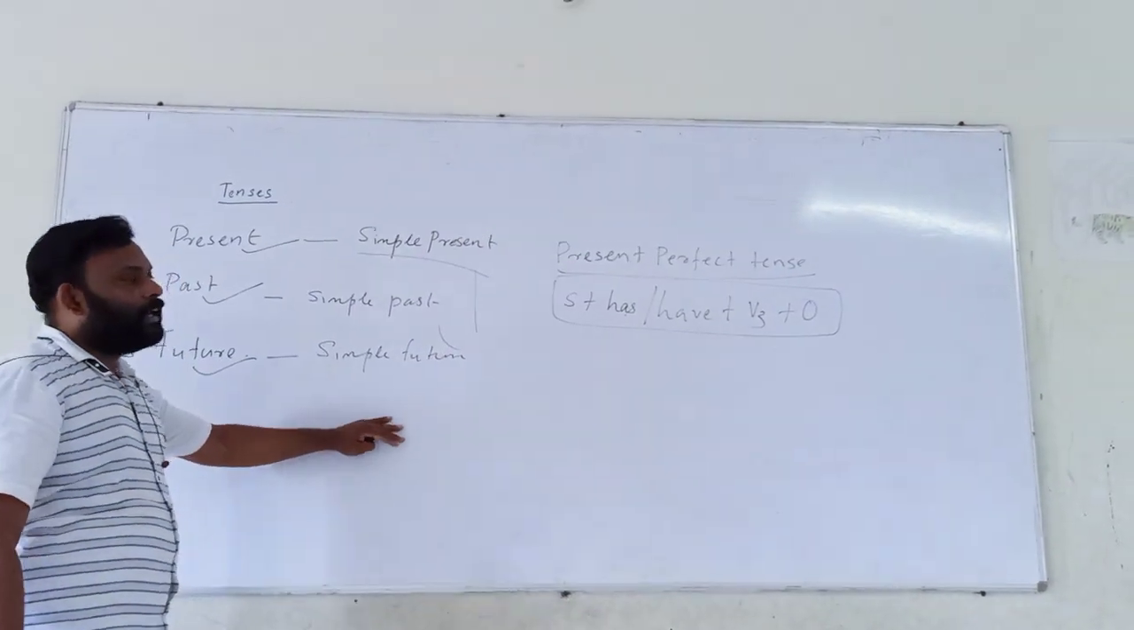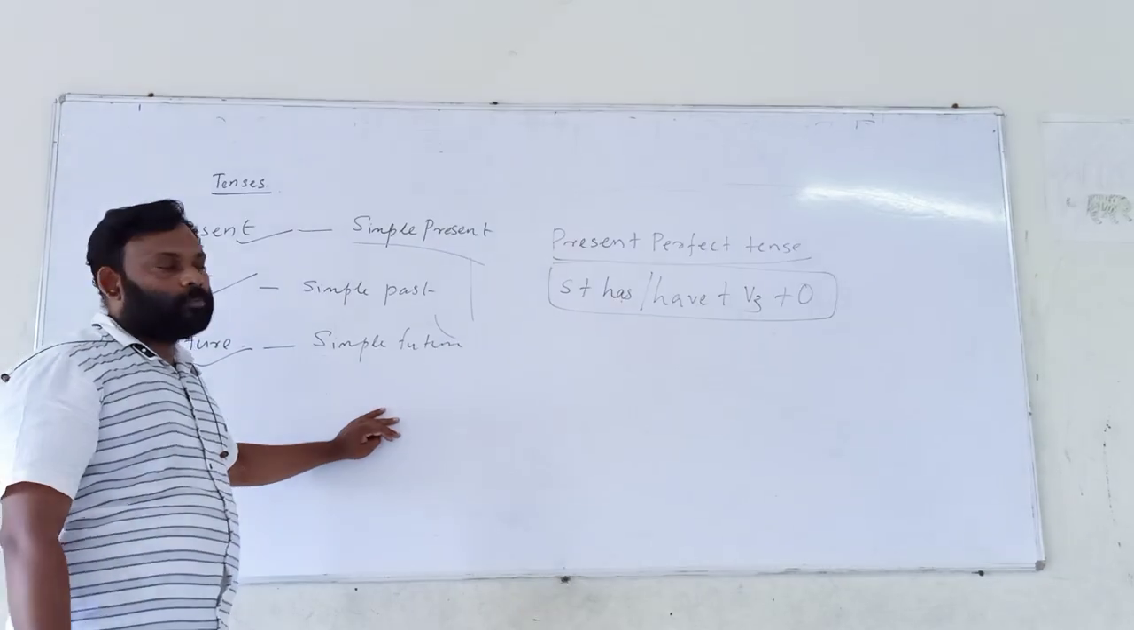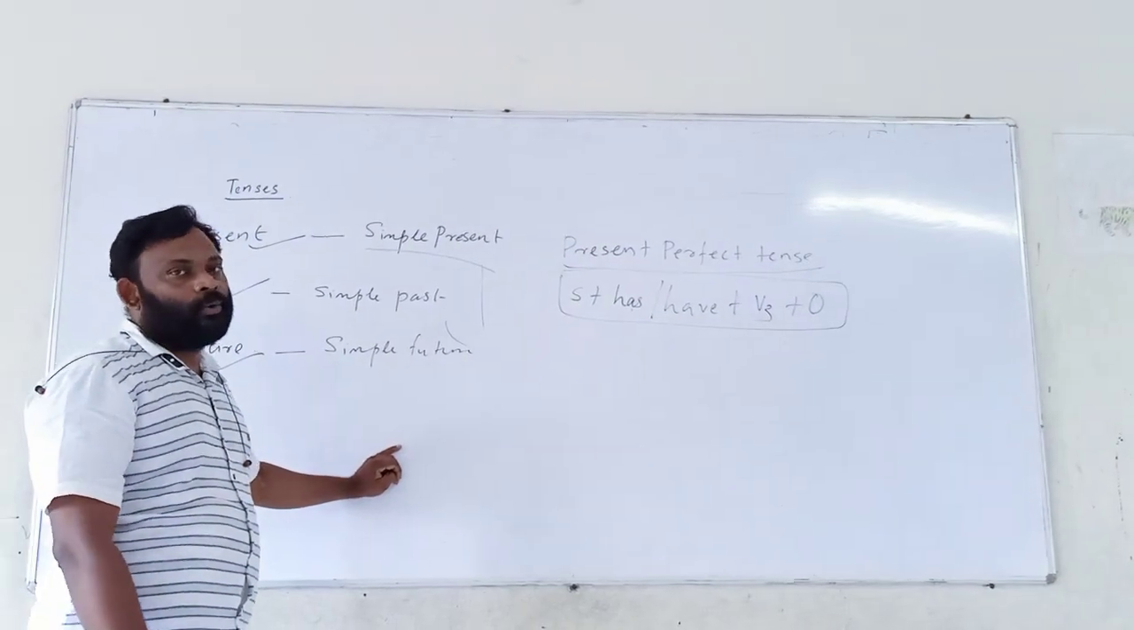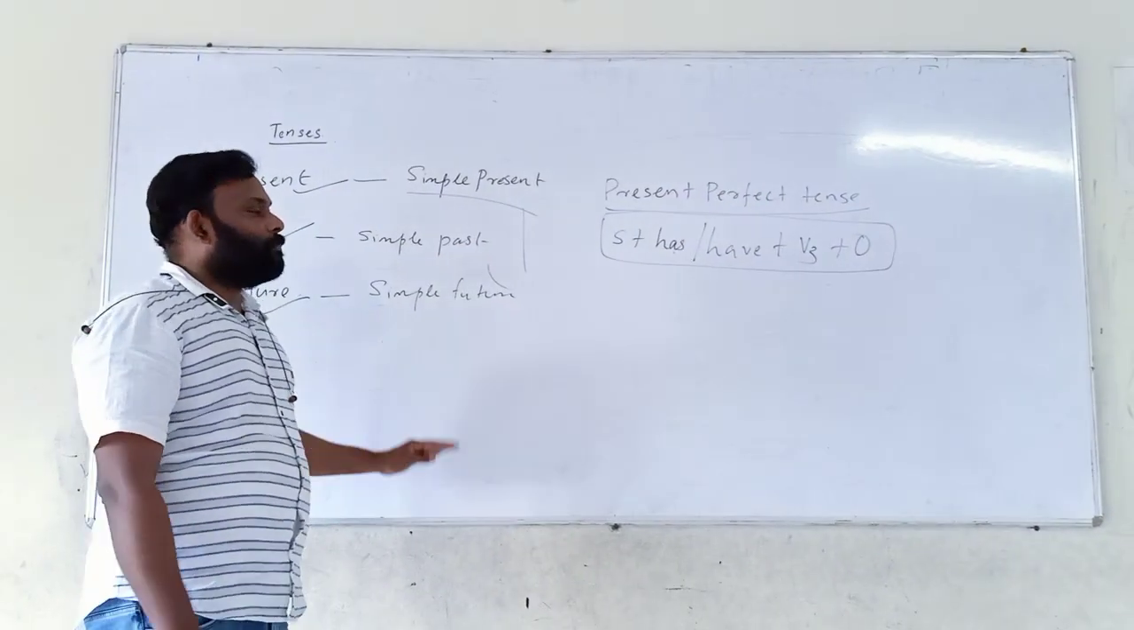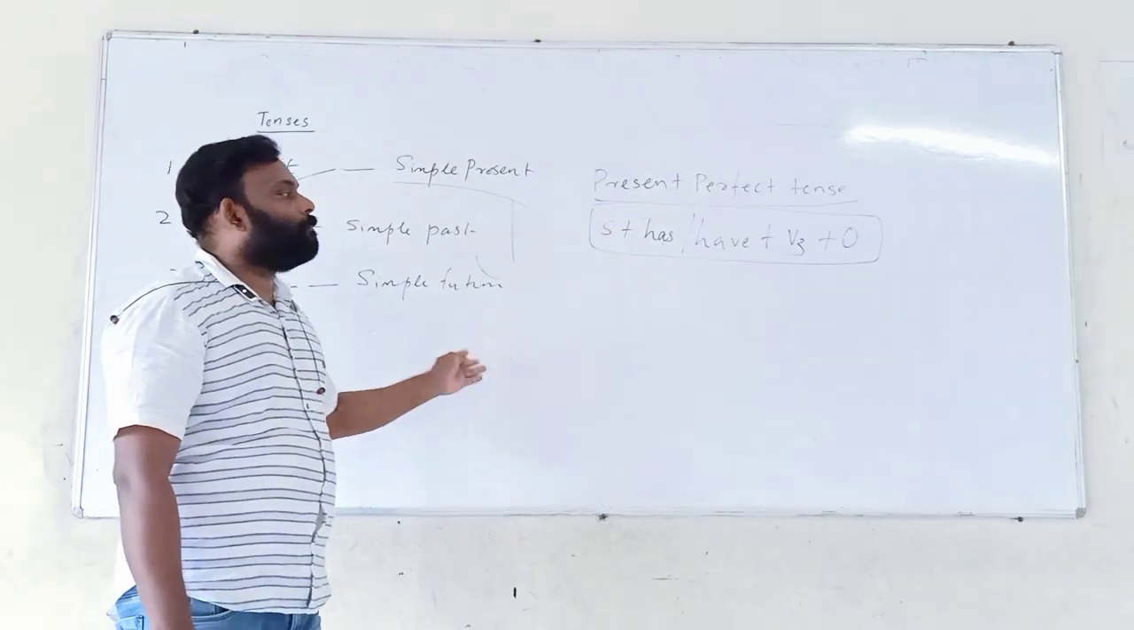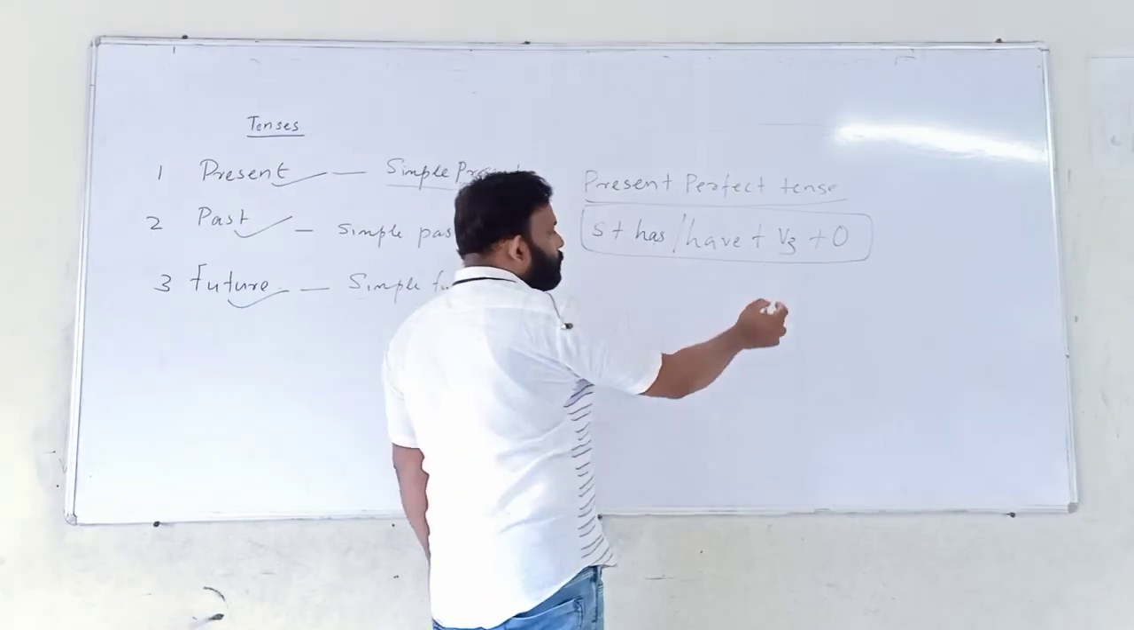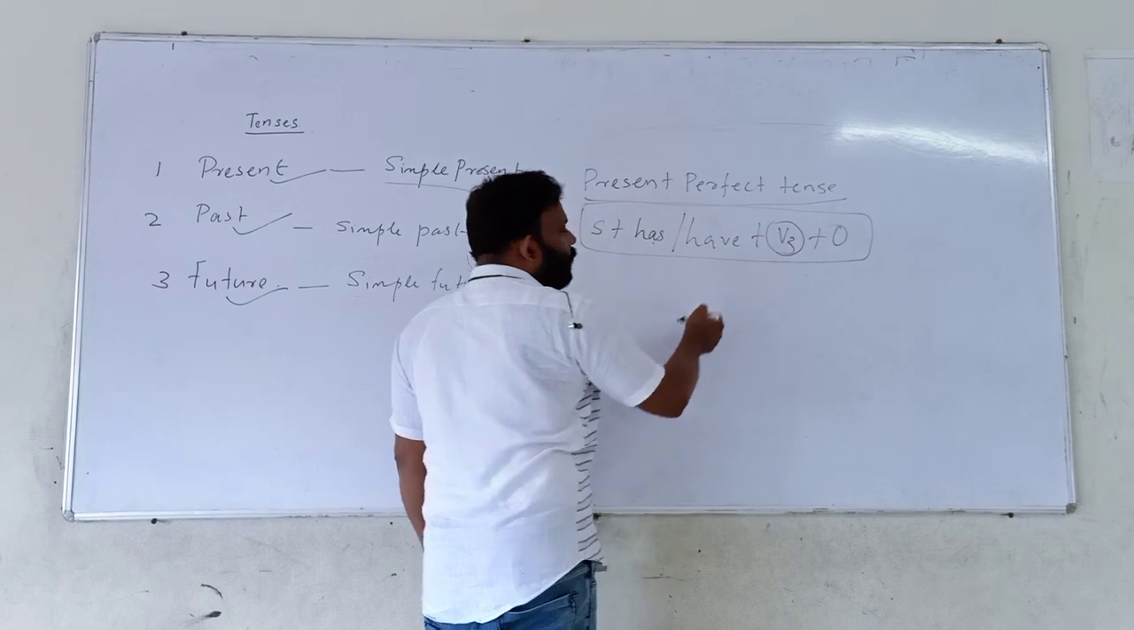Every verb in English has three forms, that is V1, V2, V3. It means the present form, past form and past participle form. The past participle form is known as V3.